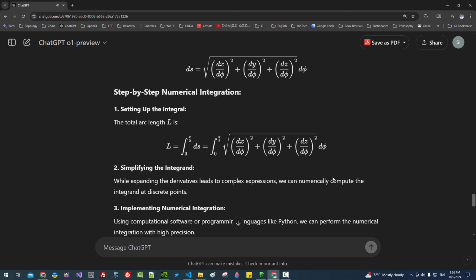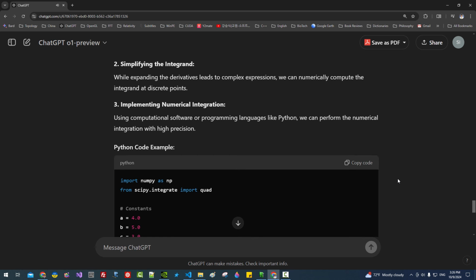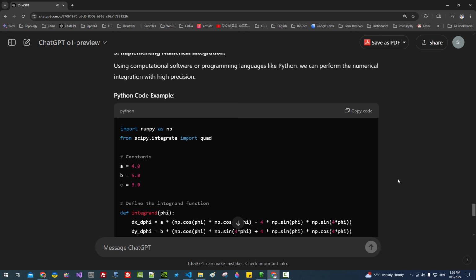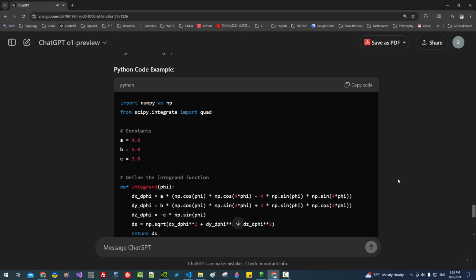While expanding the derivatives leads to complex expressions, we can numerically compute the integrand at discrete points. 3. Implementing numerical integration. Using computational software or programming languages like Python, we can perform the numerical integration with high precision. Python code example: import numpy as np, from scipy.integrate import quad. Constants: a equals 4.0, b equals 5.0, c equals 3.0.